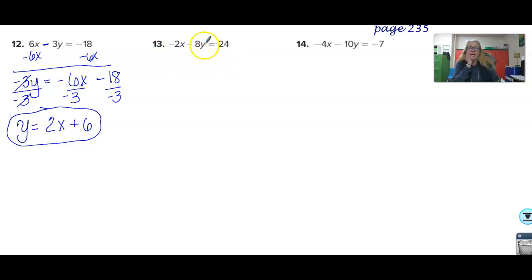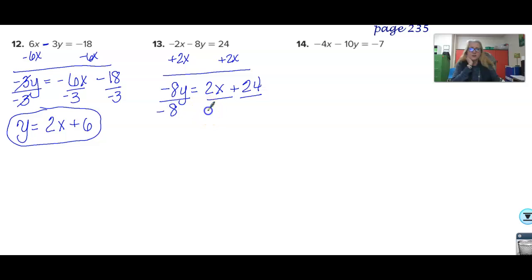Again, we need to get the x on the other side, so we're going to add 2x to both sides. That gives us -8y on the left, +2x plus 24 on the right. We need to get y completely alone, so we're going to divide each term by -8. These cancel, leaving us with y equals.